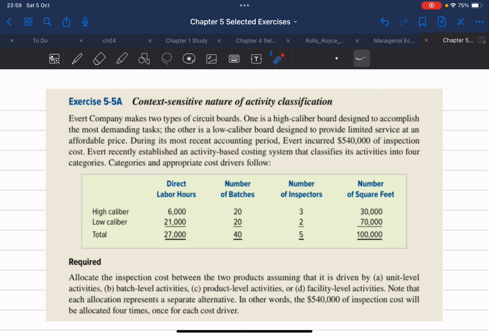Let's see what's required first. The requirement says allocate the inspection cost between the two products, assuming that it is driven by A, unit level activities, B, batch level activities, C, product level activities, or D, facility level activities. Note that each allocation represents a separate alternative. In other words, the $540,000 of inspection cost will be allocated 4 times, once for each cost driver. Now, this last sentence is key here, okay?